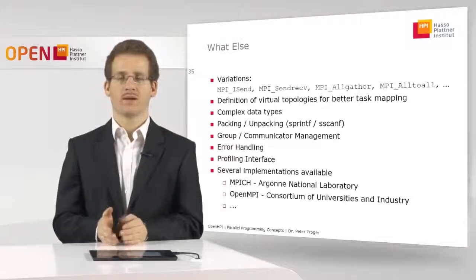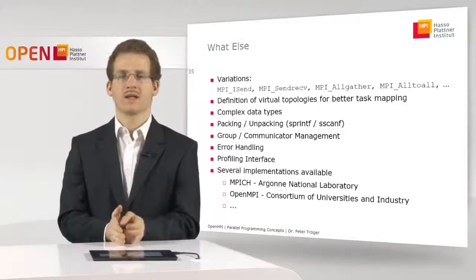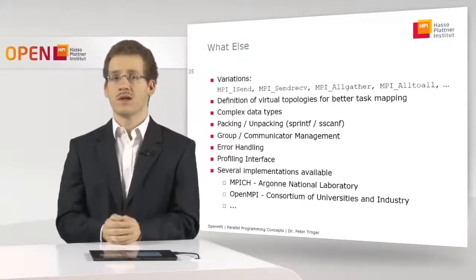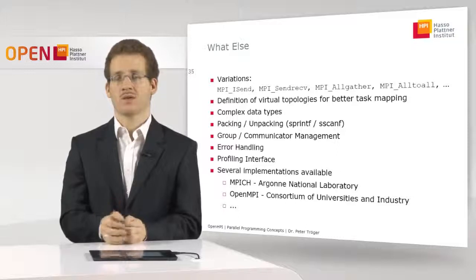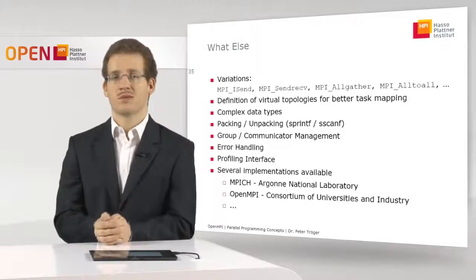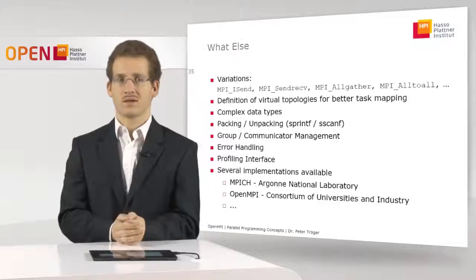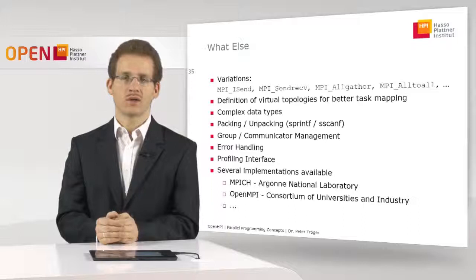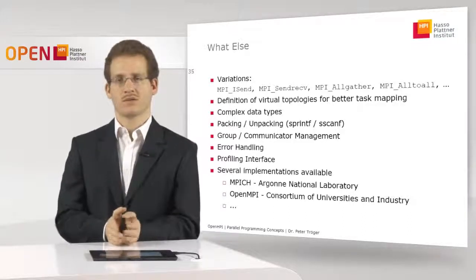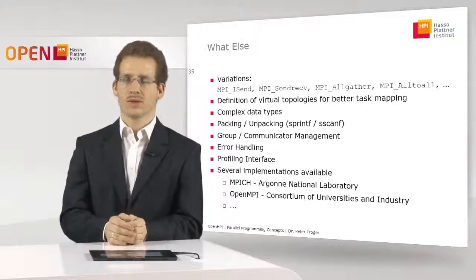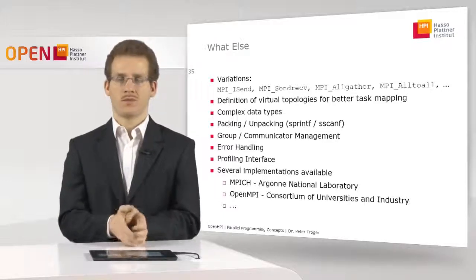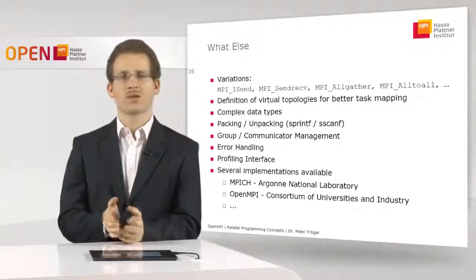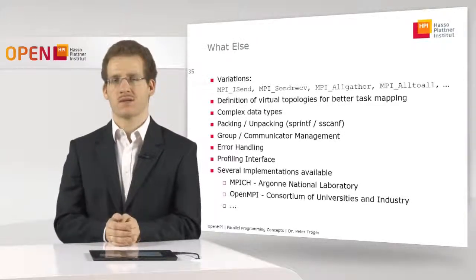MPI supports, meanwhile, virtual topologies, so you can tell the MPI library that you expect a particular kind of interconnect topology in your application, and then MPI can try to map your demanded topology to what is really available in the particular system. You can use complex data types if you want to. You can also create your own communicators or do subgroups in order to restrict your collective communication to a smaller set of nodes inside your overall application run. Error handling and profiling are supported, so there's a lot of stuff available.